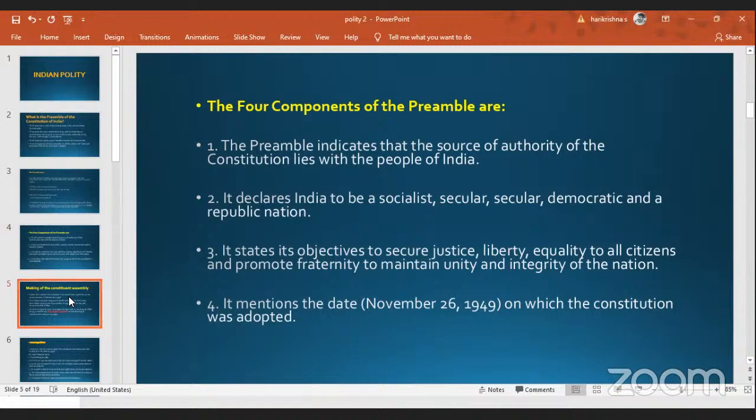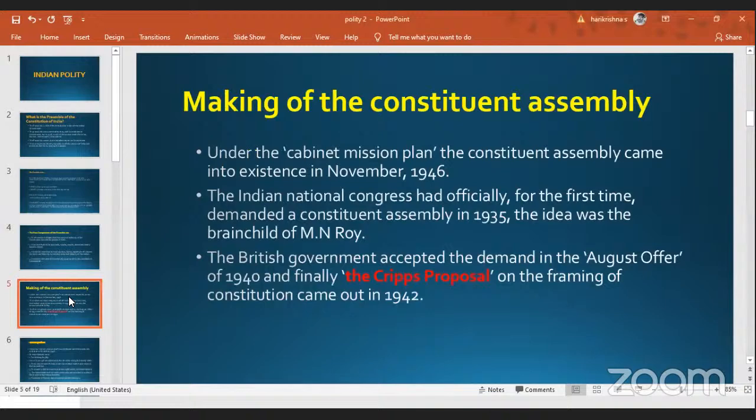So these are the four components of the preamble. First, the source of authority: the Constitution derives from the people of India. Second, it declares India to be socialist, secular, democratic, and a republic. Third, it secures justice, liberty, equality, and fraternity to maintain the unity of the nation. And fourth is the date on which the Indian Constitution was adopted, that is November 26, 1949. These were the four components of the Indian preamble.